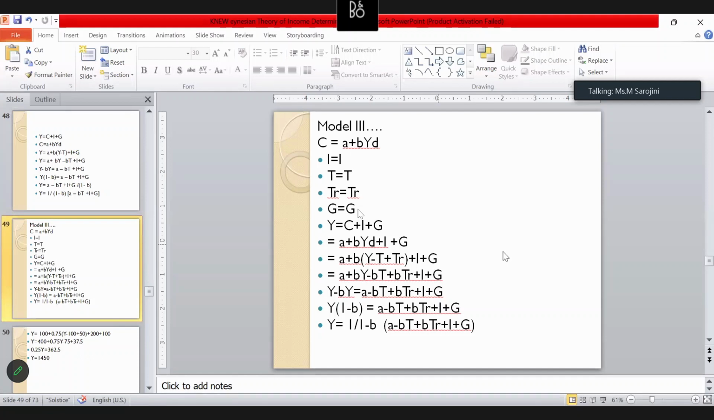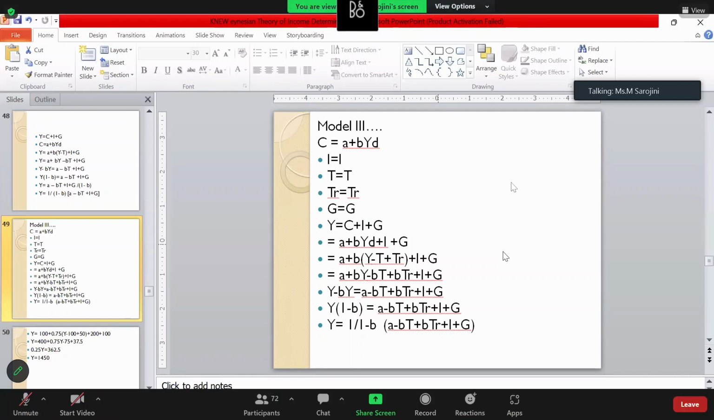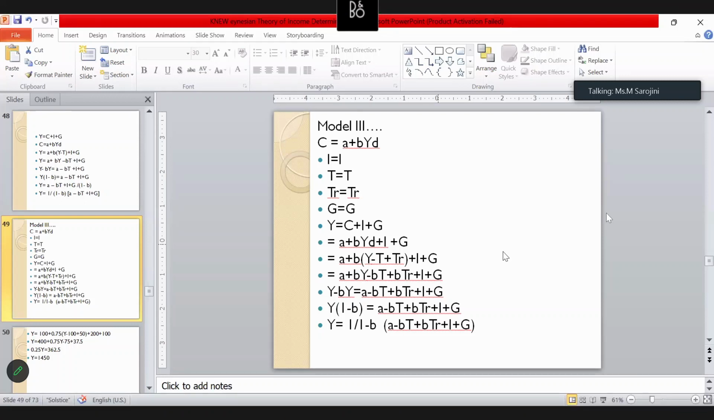Right. Model 3 is the transfer payment. Here for the transfer payment, we have to add TR to the previous information. C is equal to A plus BYd, that is already given. I is equal to I, T is equal to T, TR is equal to TR, G is equal to G. Here we only add the TR.